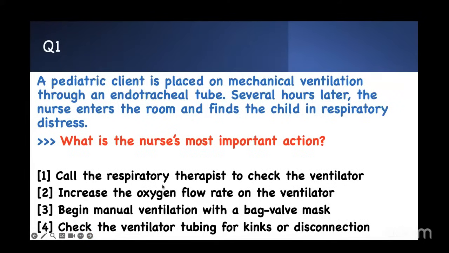The first one is this: what is the next most important action? Right, there's a keyword there. Important action. So you've got to pay attention. All the answer choices may be right.